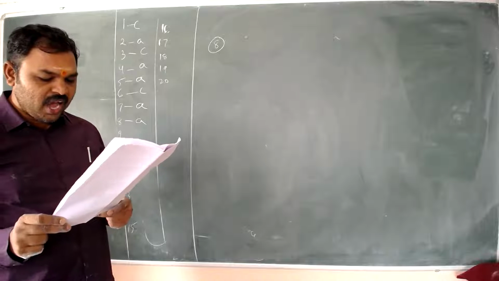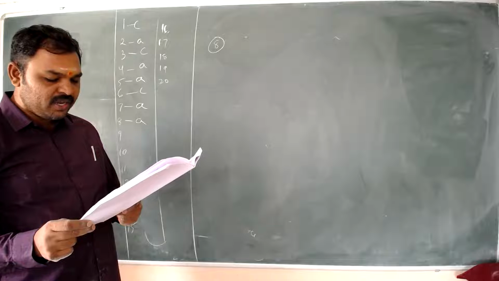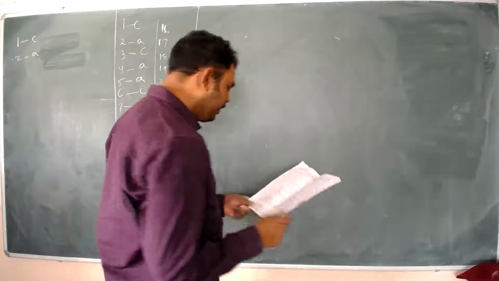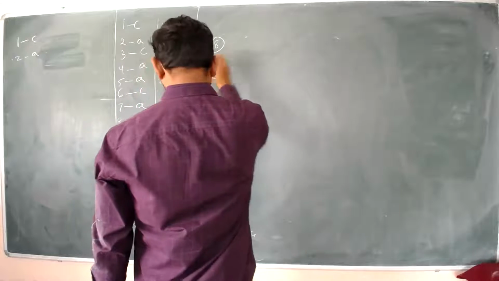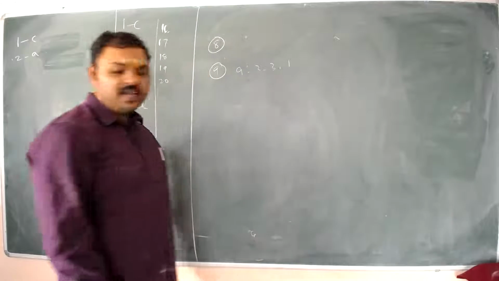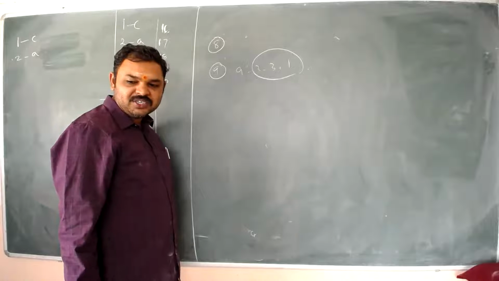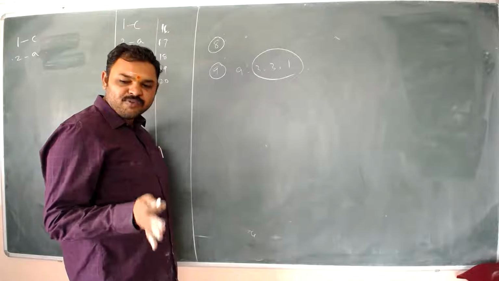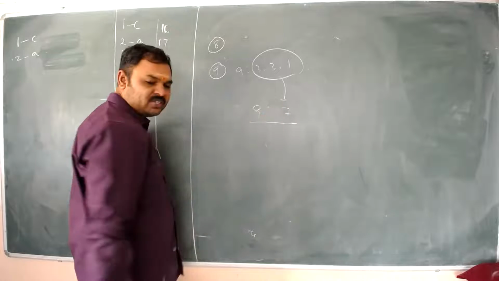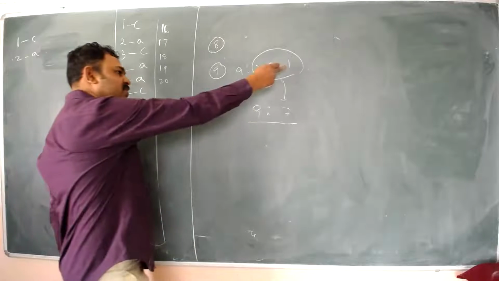9th one: 2 non-allelic genes produce a new phenotype when together, but fail to do so independently. Then it is called 9:7, the complementary gene. Here are non-allelic genes. What are complementary genes? The combining of non-allelic genes produces the same effect. Those are called complementary genes. What is the proportion of complementary genes? 9:7.